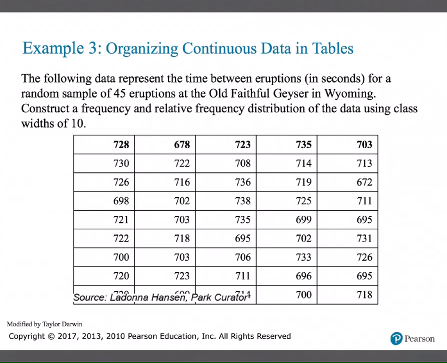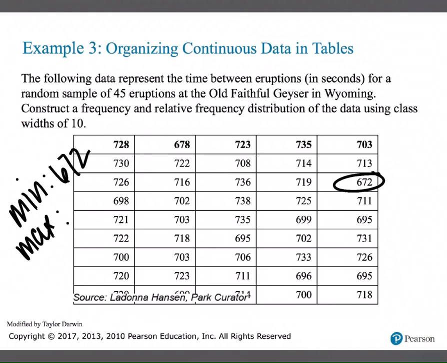If it said class widths of 10, the first thing you need to find is your min and your max. My minimum value, basically so you know where to start, is 672. That is the smallest value. And my max value is 738. Class widths of 10 is just like the one we saw earlier where we're jumping by 10 each time.